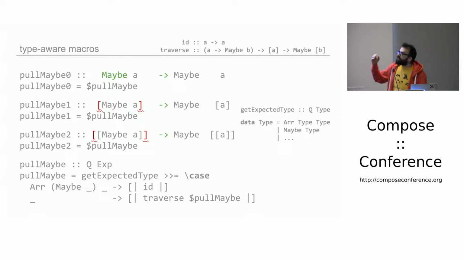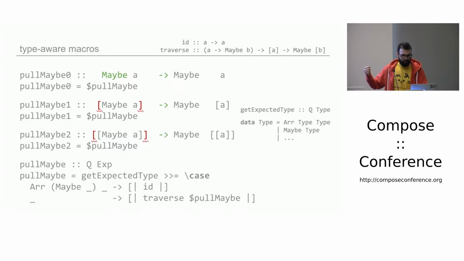And so when I look at those three types at the three call sites of $pull maybe, only the first of the three call sites has a type that has the correct shape. It's a function from maybe something to something, whereas the other two call sites are functions from a list of something to something. They do not match.